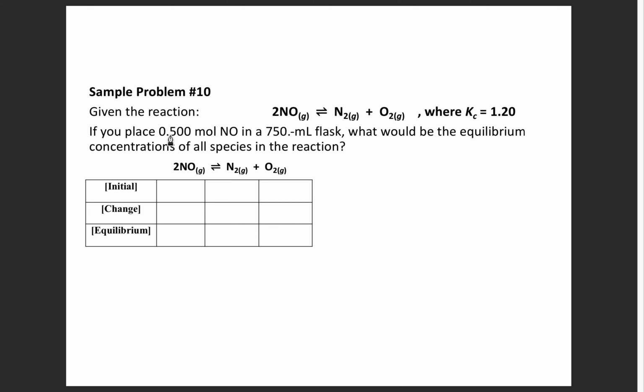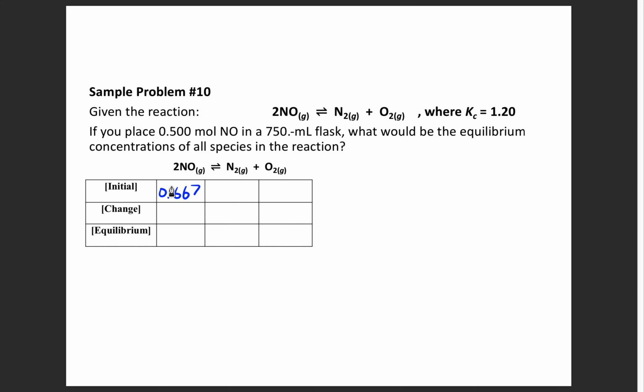So if you're going to place 0.5 moles, and that 0.5 moles is in a 750 ml flask, well, that's 0.75 liters. To find the concentration of nitrogen monoxide, you have to divide moles per liter. So 0.5 divided by 0.75, well, that would be 2/3. So that would be 0.666 repeating sixes, but we'll just keep it to 3 sig figs since that's what they're giving us here. That's kind of what the calculator would show you if you were rounding to 3 sig figs.